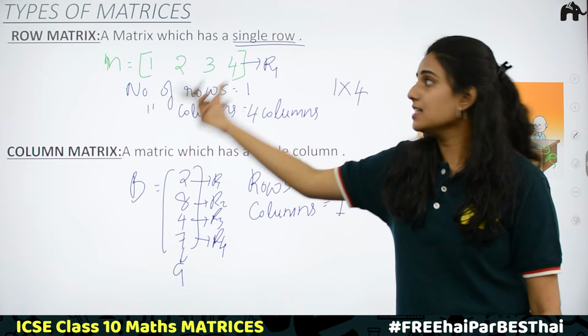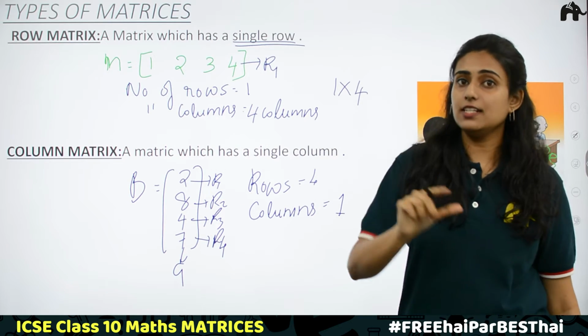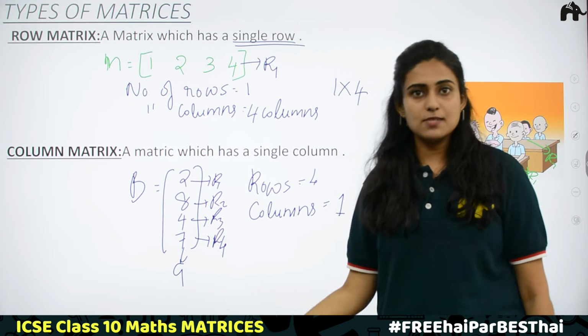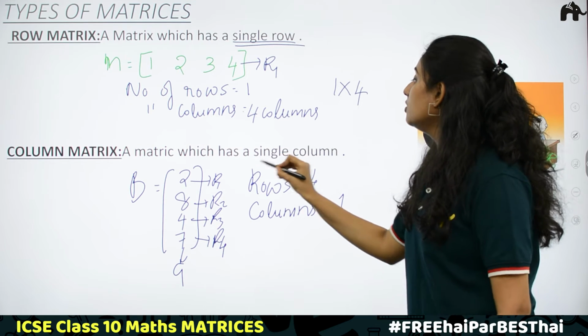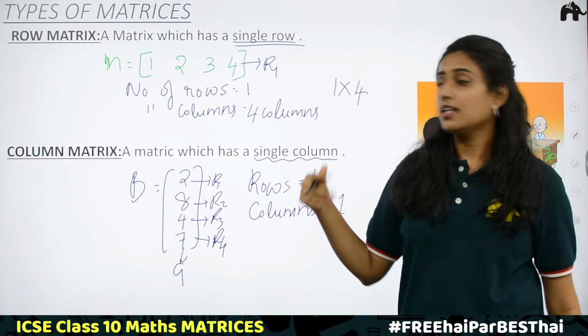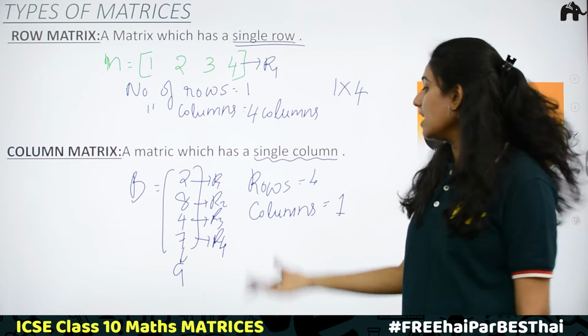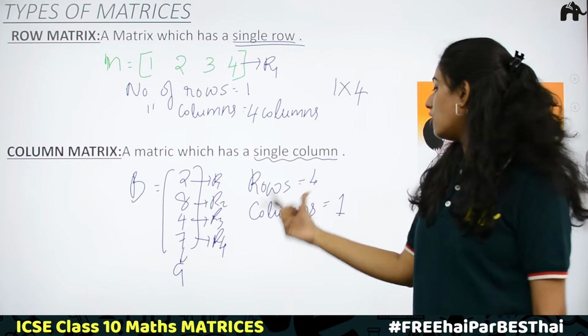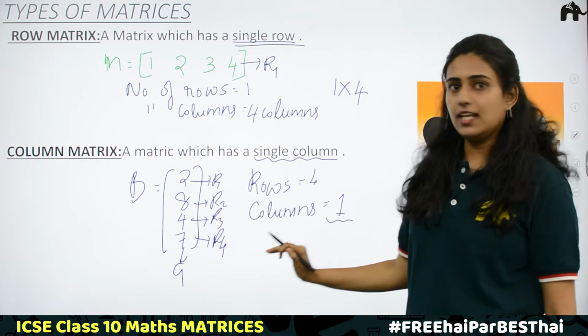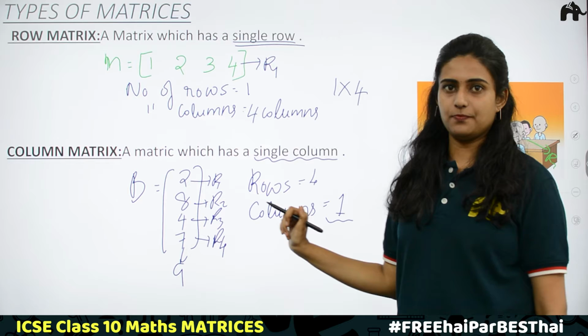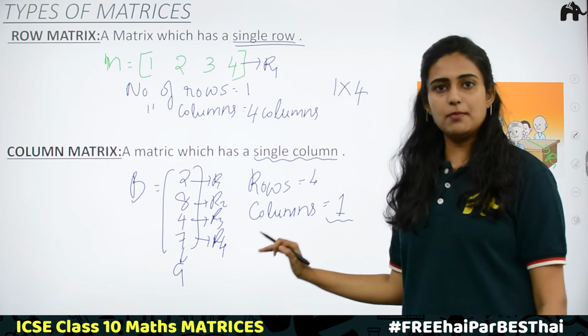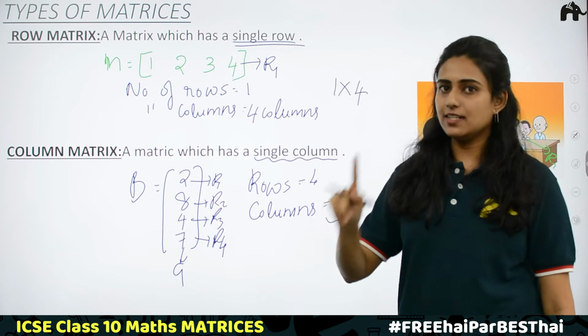If row matrix is a matrix in which there is only a single row, then a column matrix will be a matrix in which there is only a single column. The number of rows can be plural. It can be 2, 3, 4, etc. But the number of columns should be 1. In that case, we call it a column matrix. Understood row matrix and column matrix? Row matrix, single row.